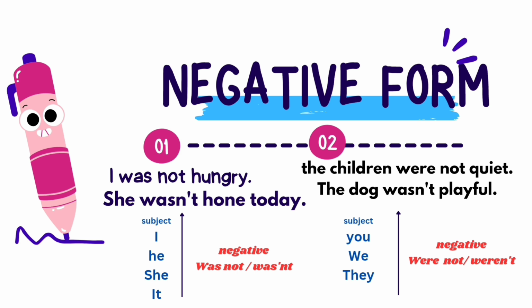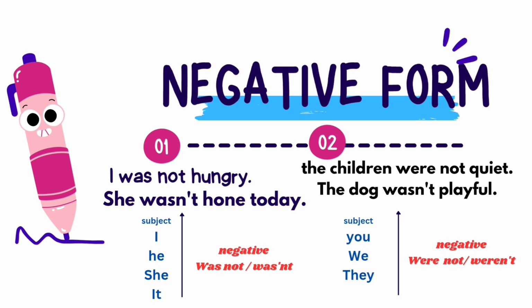Now, I will talk about the negative form for the be verb in the past simple tense. Here are some examples. The first one says, I was not hungry. For the past simple tense, the negative be verb, if the subject is I, he, she, or it, we say was not. For example, I was not, or she was not, or the contraction wasn't. I wasn't, she wasn't. So let's look again. I was not hungry. She wasn't home today.